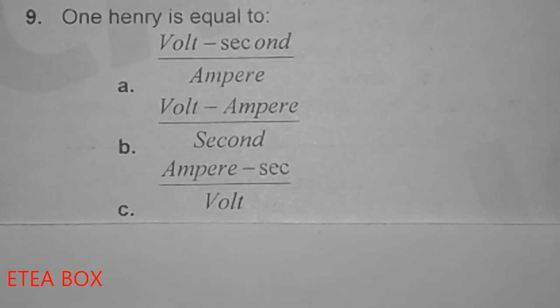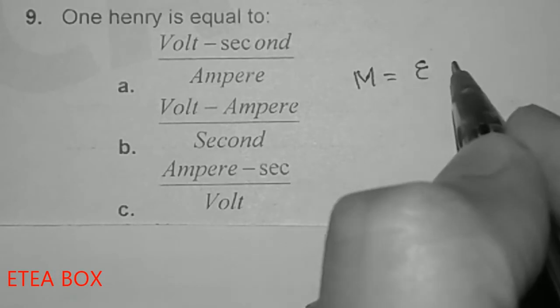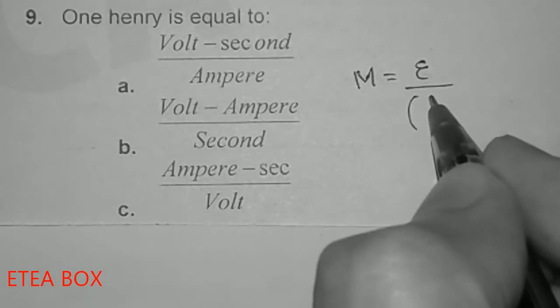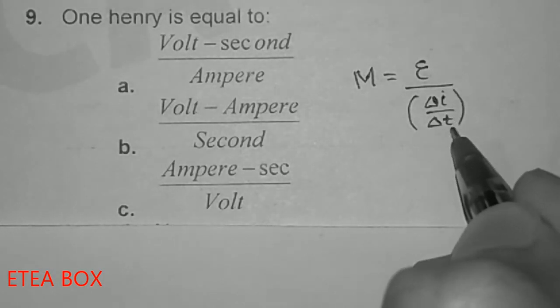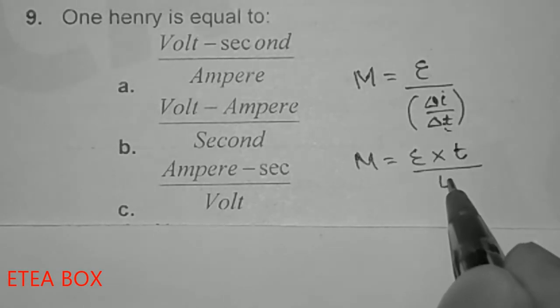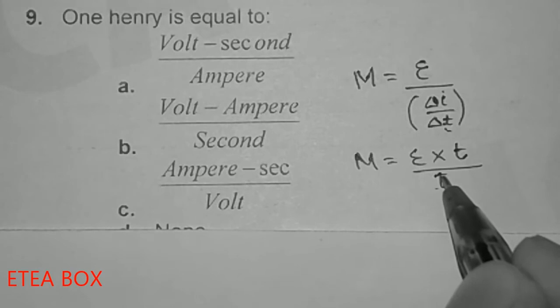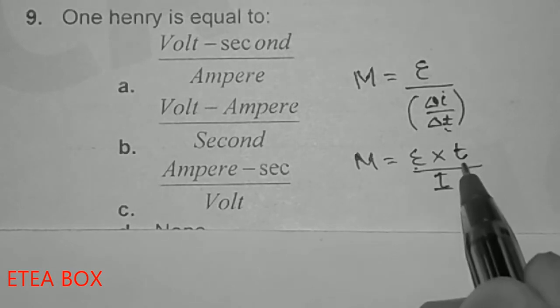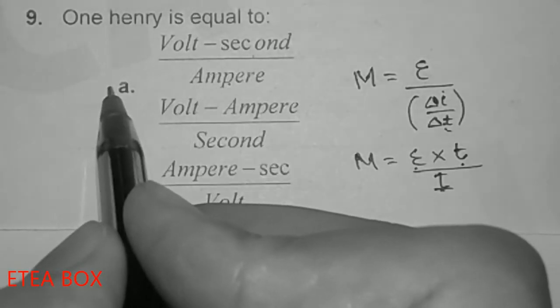1 Henry is equal to, we know that Henry is the unit of mutual induction as well as self-induction. Now let's take mutual induction. M is equal to EMF divided by the time rate of change of current. This one is the mutual induction. Now bring this T here, so you will get M is equal to E multiplied by time divided by current. Look, we have to find the unit of Henry. EMF is volt, T is second, and current is ampere, so volt second divided by ampere. Option A is correct here.